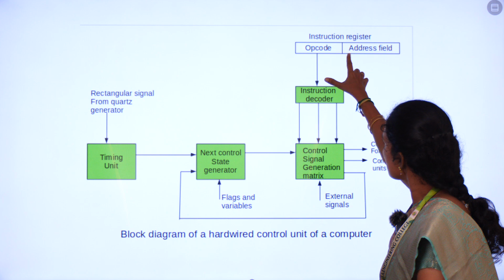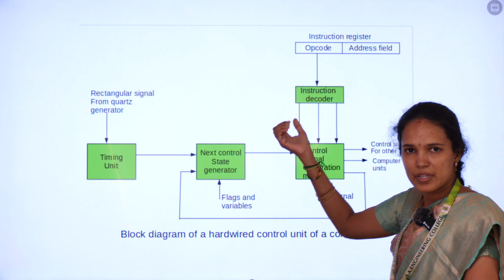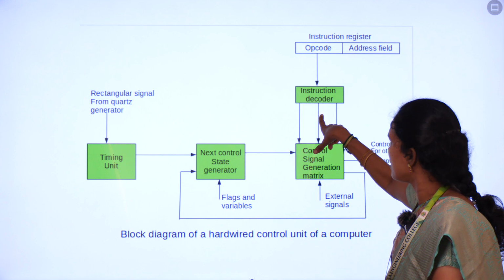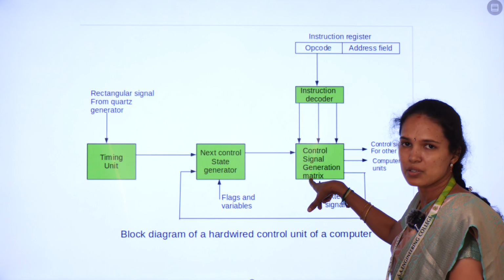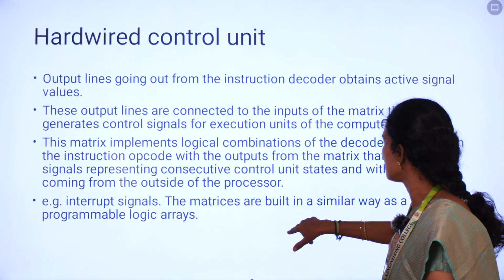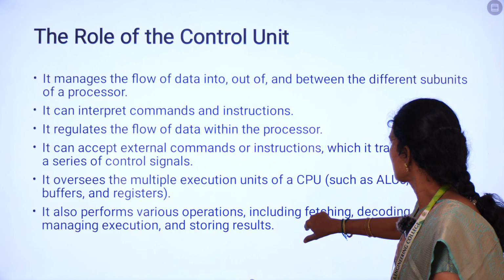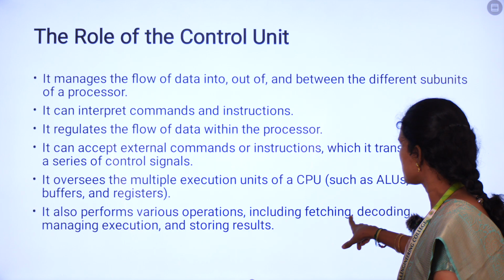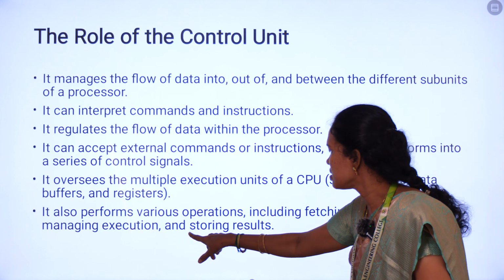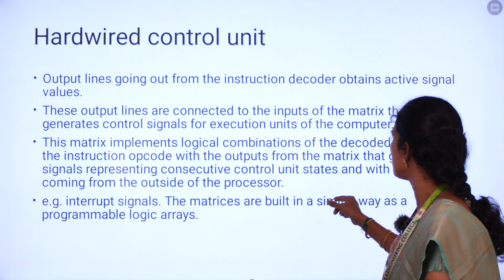The instruction register output will come to the instruction decoder. So first it will fetch the instruction, then it will be decoded. After that it will be passed to the control signal generation matrix. So here we have seen that the instruction will be fetched, decoded, the execution managed and the results stored. First it will be fetched from the CPU.